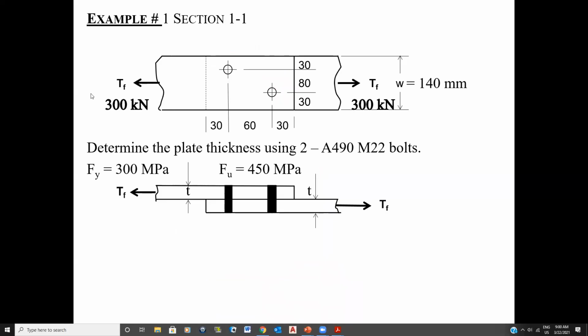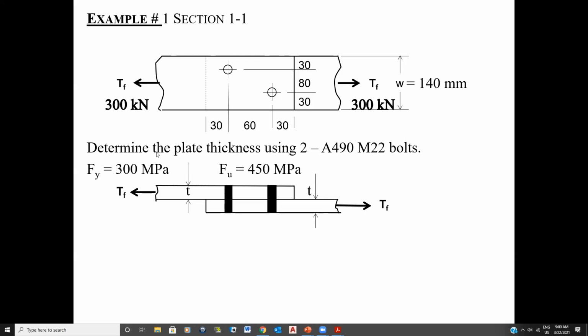You have here 300 kilonewtons tensile force on each side of this plate. And of course it has to be equal, otherwise it would move. We need to have equilibrium. And we have a width here of 140 millimeters, okay? And this width is basically decided by your edge distances, by your spacing between the bolts and all that. That's how you decide these things. And we'll get more and more into that next week and the week after that.